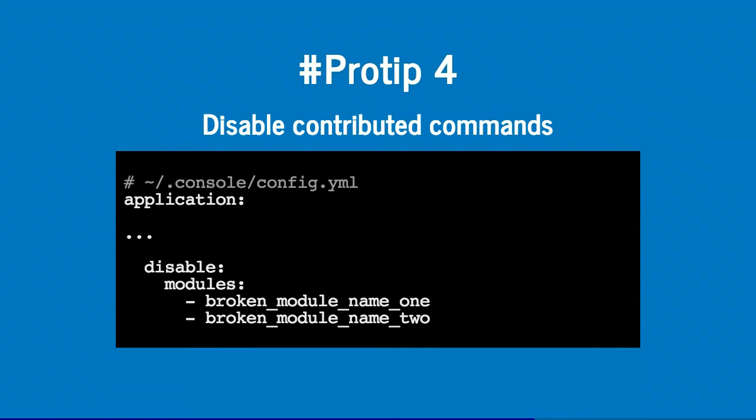If you specify in this key, disable modules, and you pass the module name, the commands added in these modules won't be registered on the console. So they won't be available. So if one of those is broken and it's breaking your local installation of the console, just disable it here and it won't be loaded, so nothing will be broken. But before doing this, I fixed those projects, sent a pull request, and now everything's working fine.